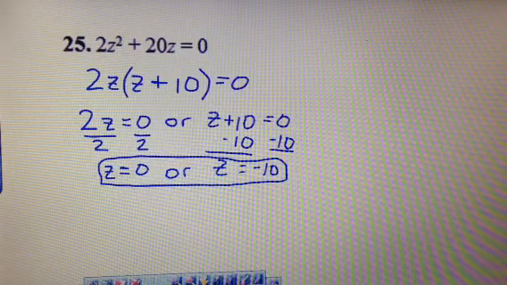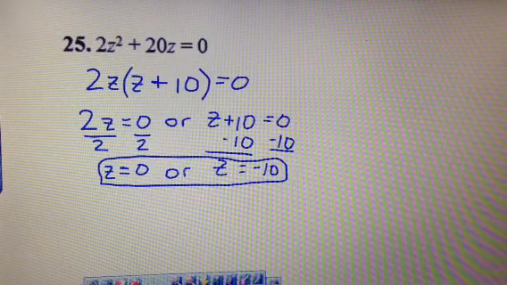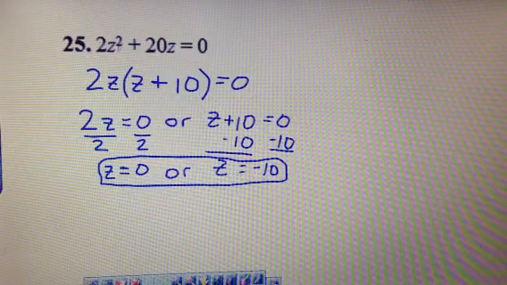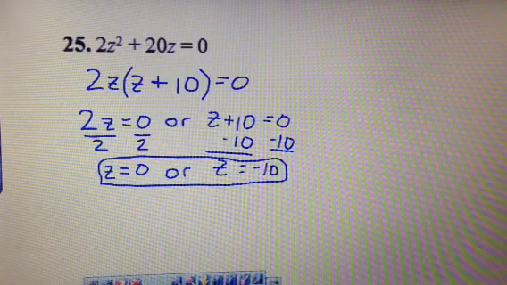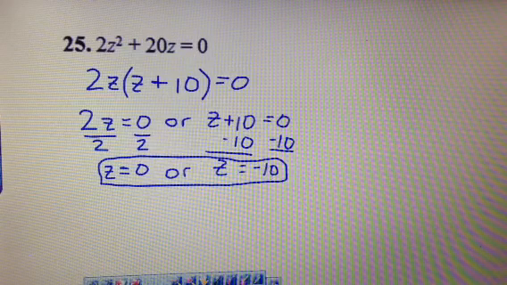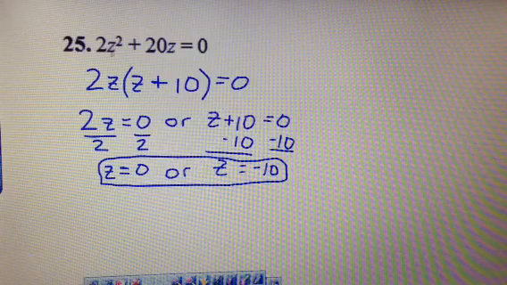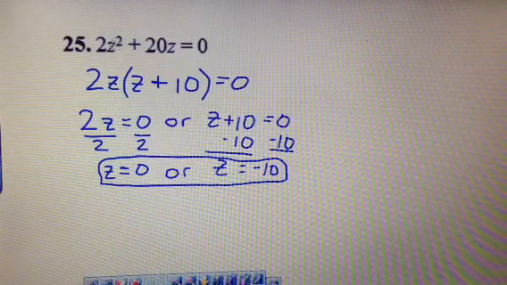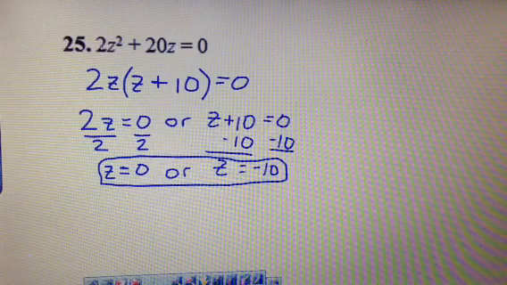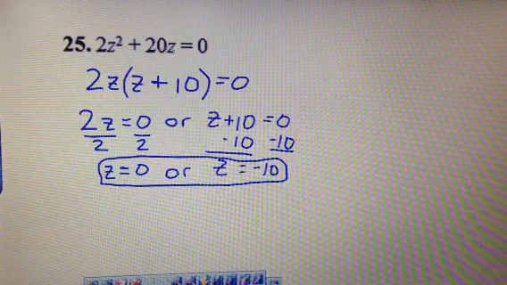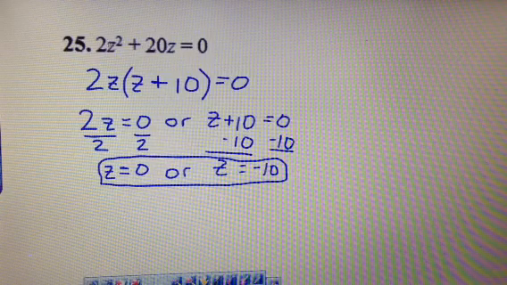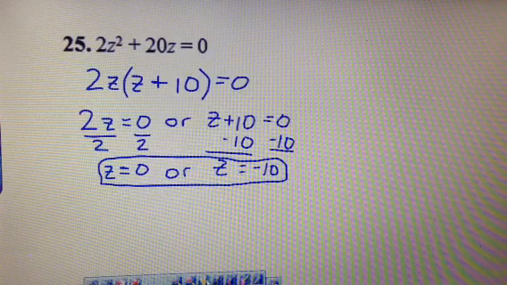Now if you check that, if you put 0 in here, 0 squared is still 0, times 2 is 0, 0 times 20 is 0, 0 plus 0 is in fact 0. If we check the negative 10, squared is negative 10 times negative 10, that's positive 100, times 2 is 200. And then right here we'll have 20 times negative 10, that's negative 200. 200 plus negative 200 is in fact 0, so it does check.